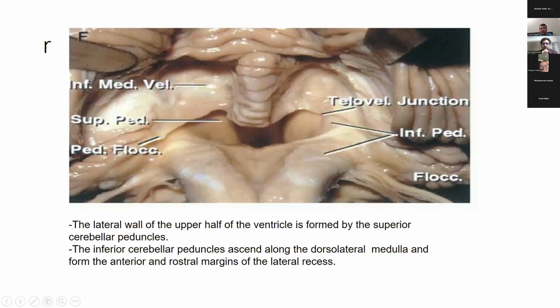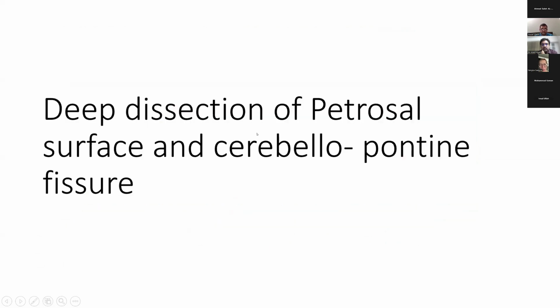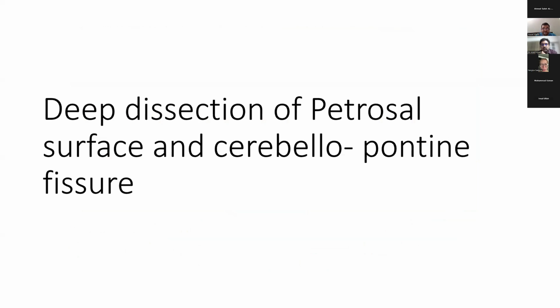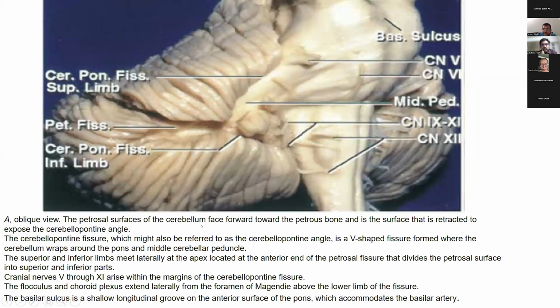We have removed both the tela choroidea in this diagram, and you can clearly appreciate the lateral walls of the fourth ventricle, which are formed by the superior cerebellar peduncles. And this is the opening to the fourth ventricle, which will be used for accessing or removing tumors via the telovelar junction. So this was about the deeper dissection on the suboccipital surface. Now, finally, the deeper dissection of the petrosal surface.